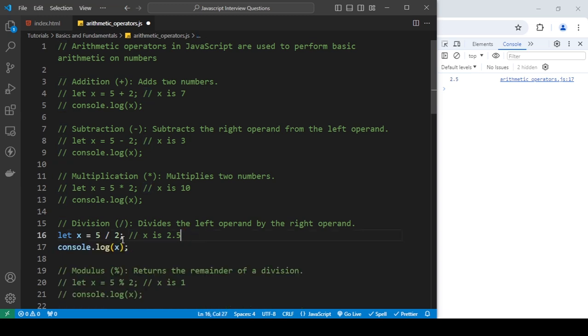And 5 by 2 is going to be 2.5. That's obvious. And let's say it's something like 12, for example. Let's say this, it's going to be 6. See, nothing complicated. So let's just move forward.